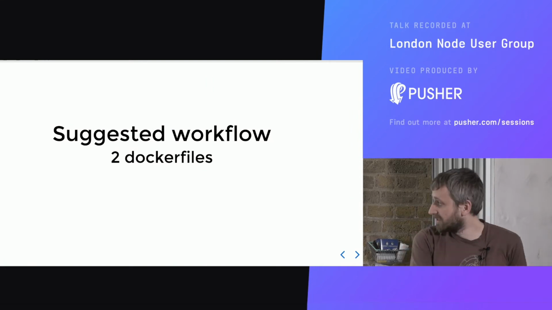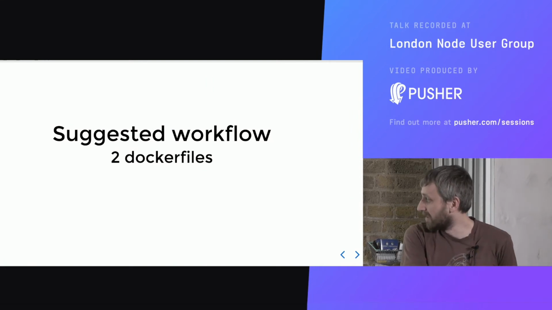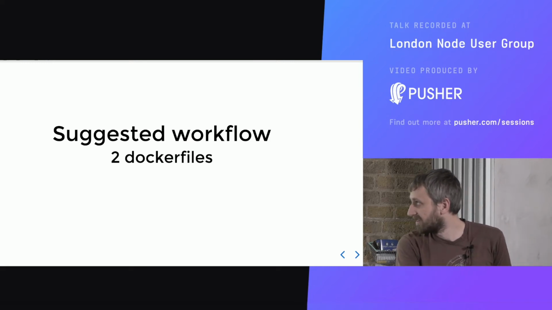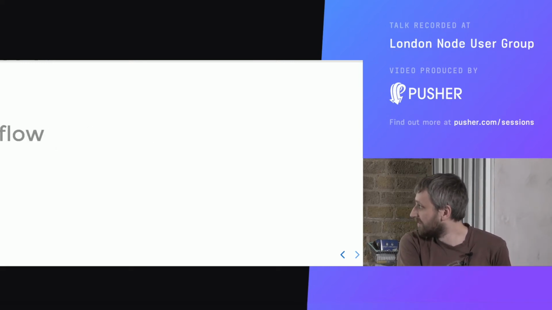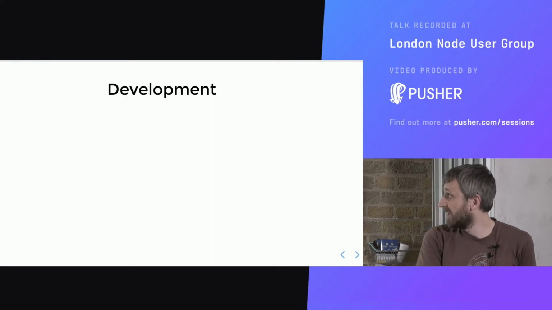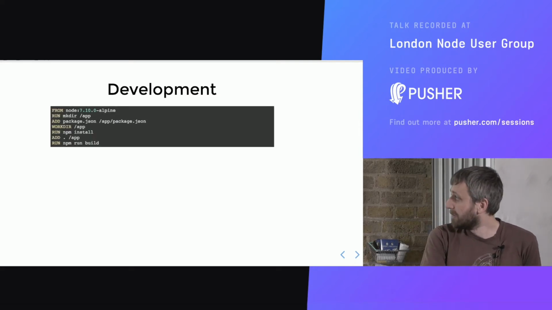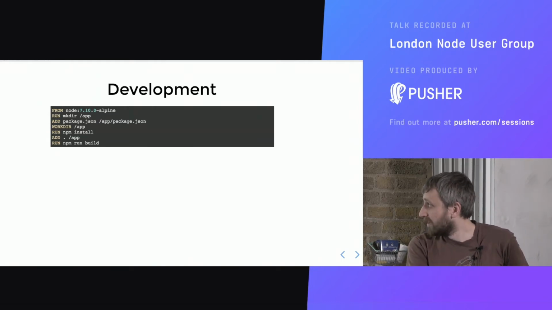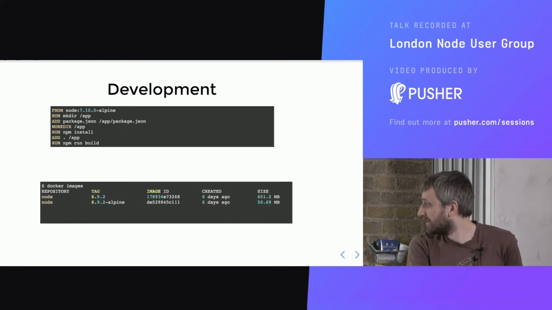So this is just a suggested workflow that I've found works. I didn't invent this. I think a lot of people are doing it. It's about having 2 Dockerfiles. You have one for development. Here you have a node-based image, and you add your package.json, and you add your app, and install, and then run your build. Here is the explanation of the first line.